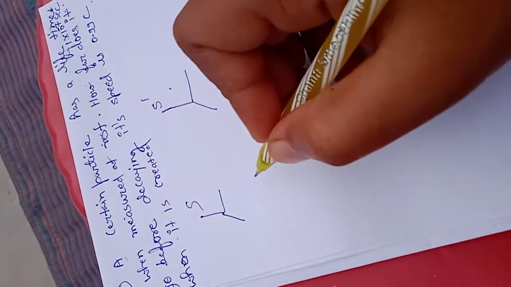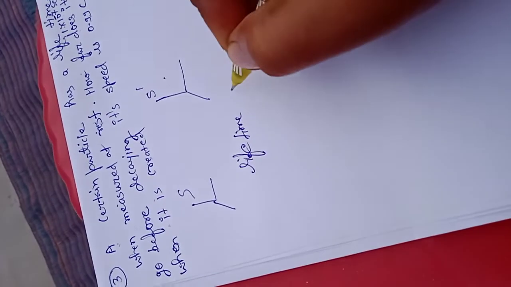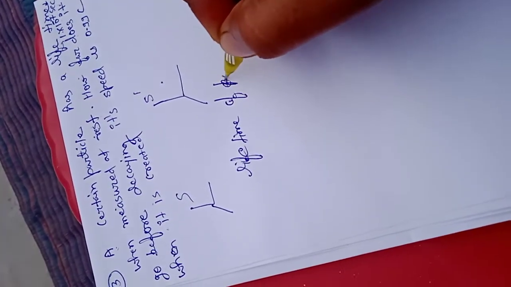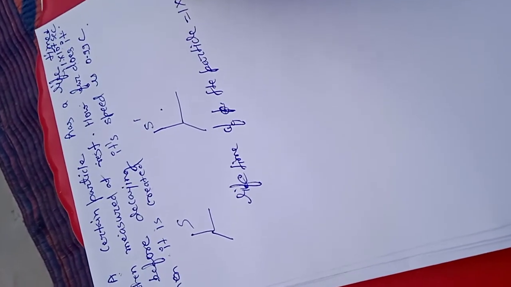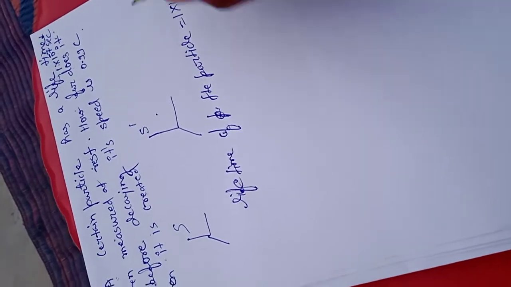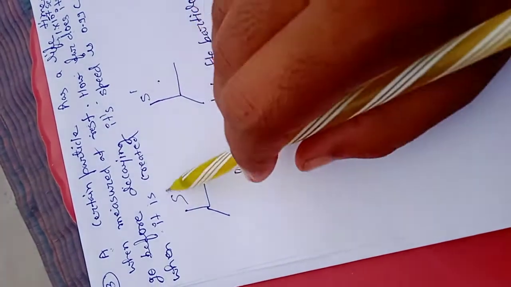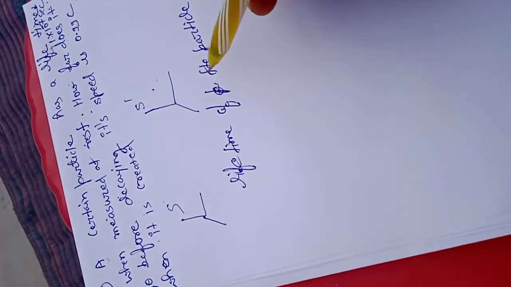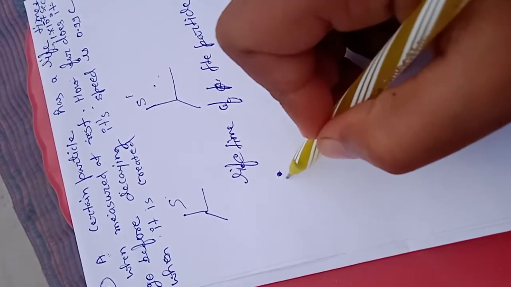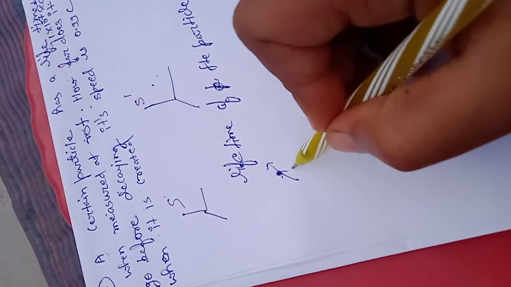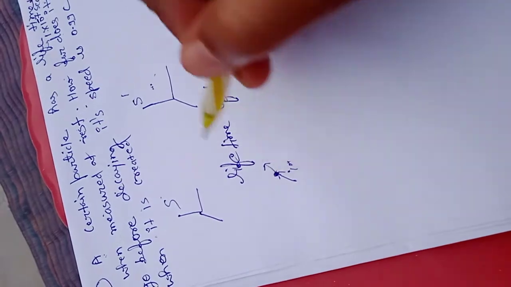The lifetime of the particle is given. What is given? The lifetime of the particle equals 1 into 10 to the power minus 7 seconds when it is measured at rest. That means when the particle is created, it is at rest in its own frame. S dash is the frame of the particle.